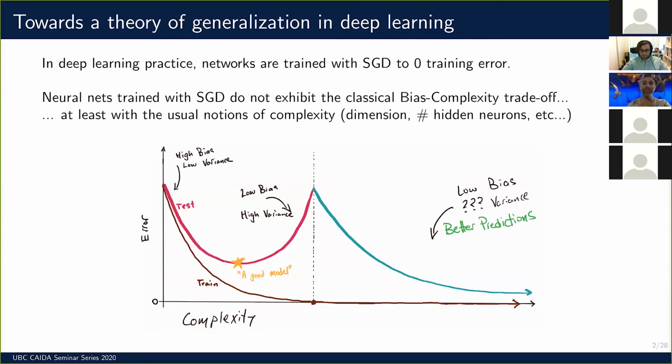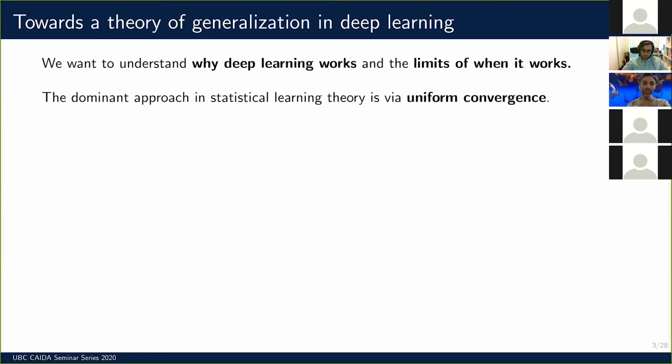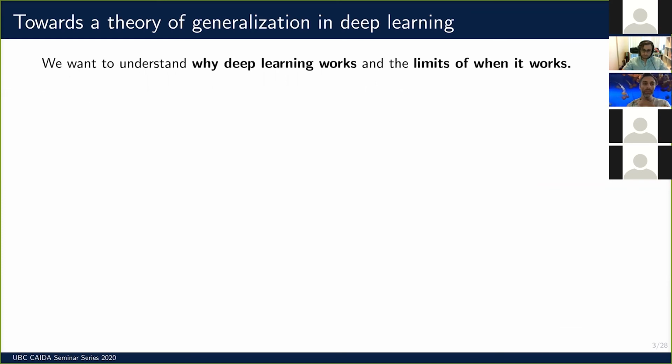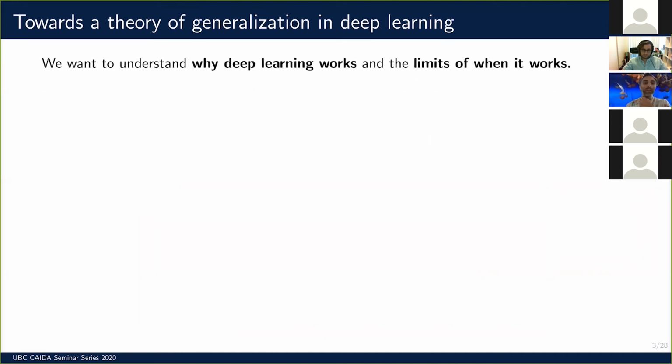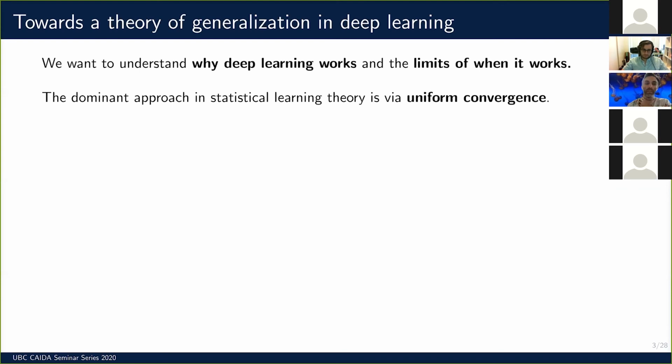We have a little bit of understanding in simplistic models for what's going on here, but the statistical picture is far from understood, right? Where we had a good model on the left-hand side, maybe we have a great model out here in this second descent. So we'd like to understand this part of the graph. All right, so we want to understand deep learning and its limits.